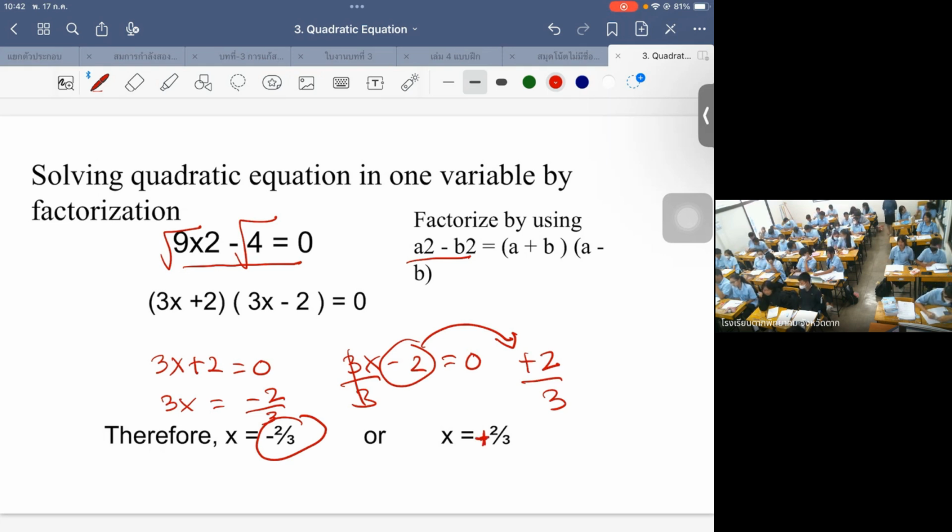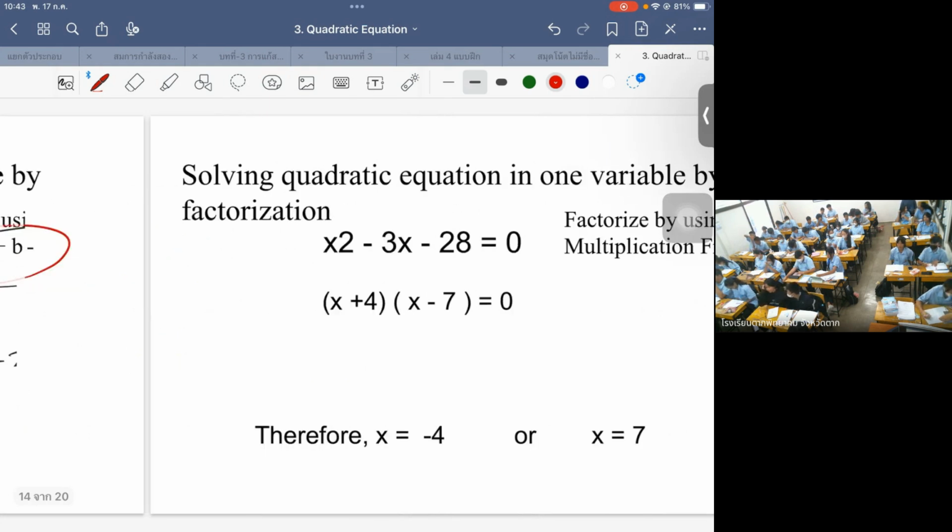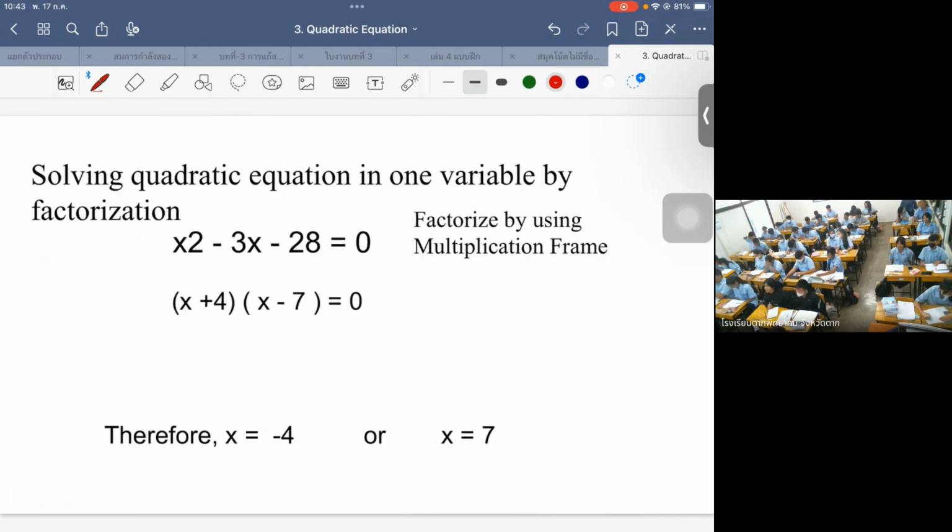Okay? Understood? Understood in the factorized by using this one. So remember the last lesson that we do a factorization. Okay? Now, next example is factorized by using multiplication frame. So this is x squared minus 3x minus 28 is equal to 0.